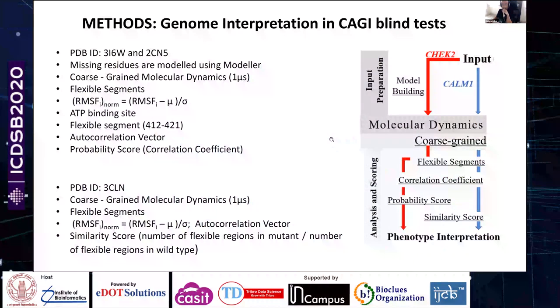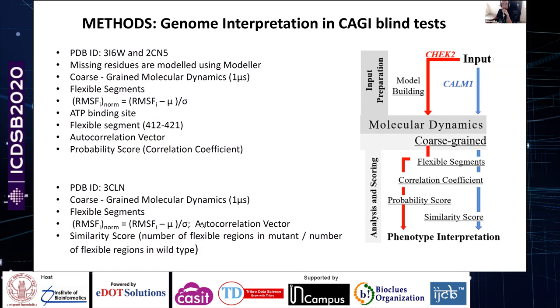So this was our pipeline. We did molecular dynamic simulation wherever model building was necessary. We filled in the gaps, and then we identified the flexible segments, and then the correlation coefficient was obtained through the autocorrelation vector, and we calculated the probability score or the similarity score for the CHEK2 and the CAM1 respectively. The probability score is essentially the correlation coefficient, and the similarity score essentially identifies the number of flexible regions in the mutant that were functional to the total number of flexible regions in the wild type.